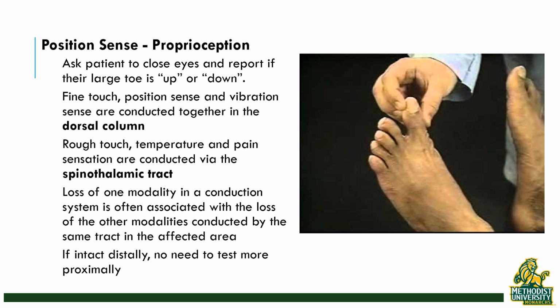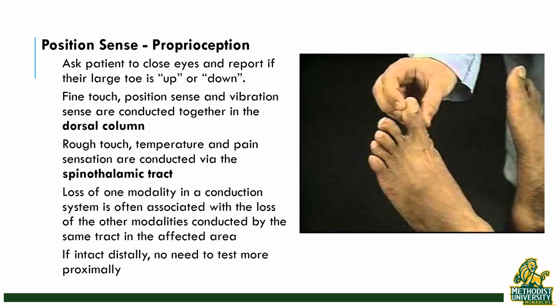If somebody is numb and they don't seem to have sensation to, say, pain and crude touch, then you might want to check temperature sensation. You might want to check position sense and vibration. And if position sense and vibration are intact, it suggests that maybe the problem is in the spinothalamic tract and the dorsal columns are intact.